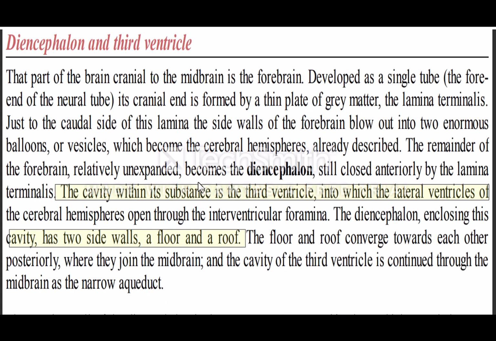So the diencephalon and the third ventricle. We've said that the forebrain essentially constitutes the cerebral hemispheres and the diencephalon, which has things like the thalamus and some other structures. It has a cavity, the third ventricle, into which the lateral ventricles of the cerebral hemispheres open through the interventricular foramina of Monro.